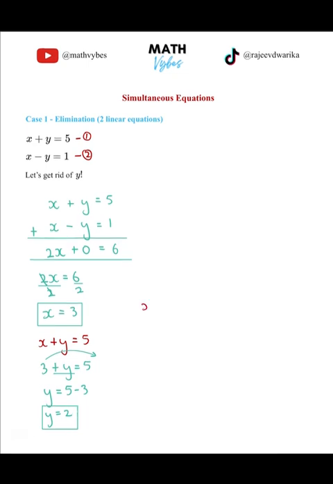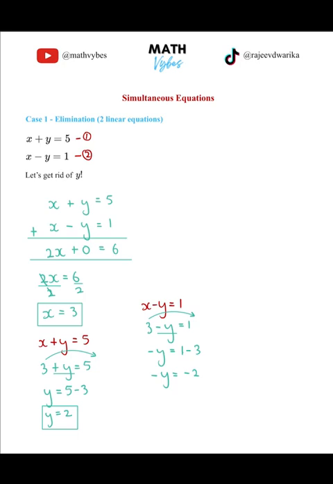Equation 2 is x minus y is equal to 1. And so x is 3, so I'm going to say 3 minus y is equal to 1. I'm trying to find for y, so I'm going to move across everything that is not y. So I'm going to move across 3. In other words, I'm going to subtract 3 on both sides. So I'm going to end up with minus y is equal to 1 minus 3, and 1 minus 3 is minus 2.